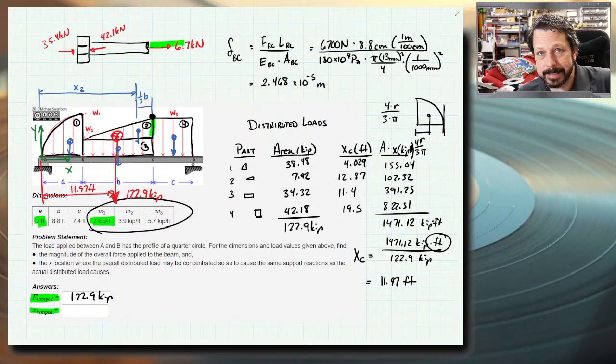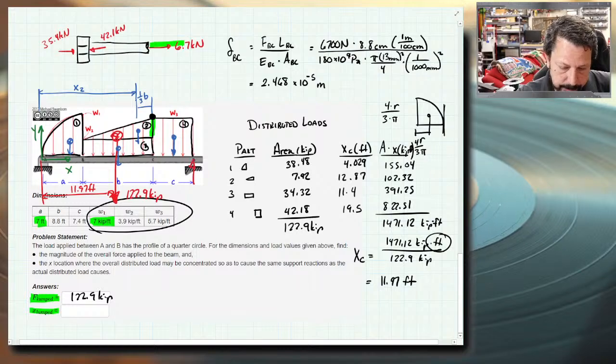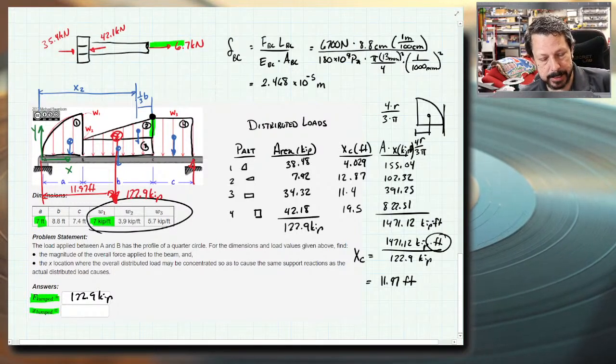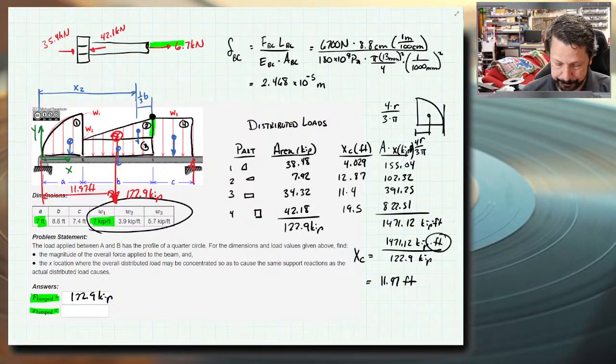Sometimes you need to do this when you are trying to find external reactions. Let's say I wanted to find Dy, the reaction at D over here. Instead of dealing with each one of these distributed loads individually, I could treat them as this one force, write the moment equation about point A, and solve for Dy that way. You can't leave them as distributed forces and solve them without calculus.